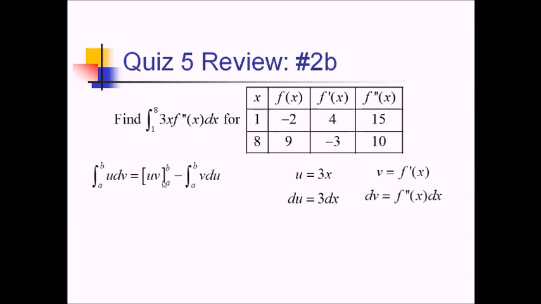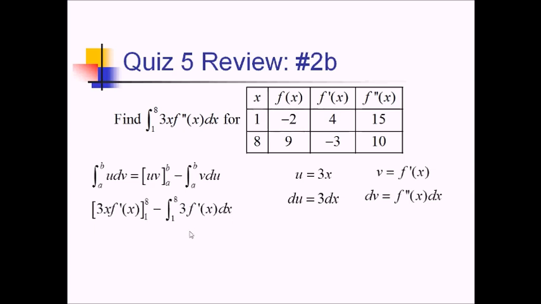So for my uv evaluation box here, following my 7, I've got the top of the 7 here, the 3x times f prime of x. And again, we're going to plug in 1 and 8 into that eventually. Now I'm subtracting the integral from 1 to 8 of, now we've got f prime times 3, and with a dx there.